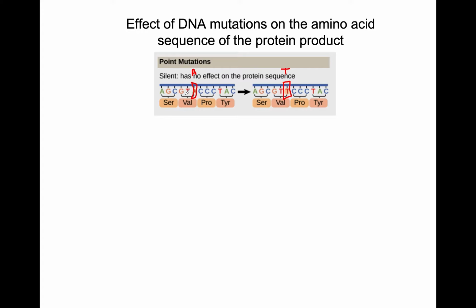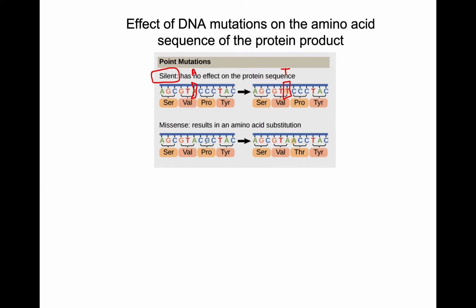So why does that happen? Well, remember we said the genetic code is redundant. So there are multiple ways to encode a particular amino acid. This type of point mutation is called a silent mutation because it really doesn't make any difference in the amino acid sequence. And you can imagine that the protein product also won't have any effects on its function.